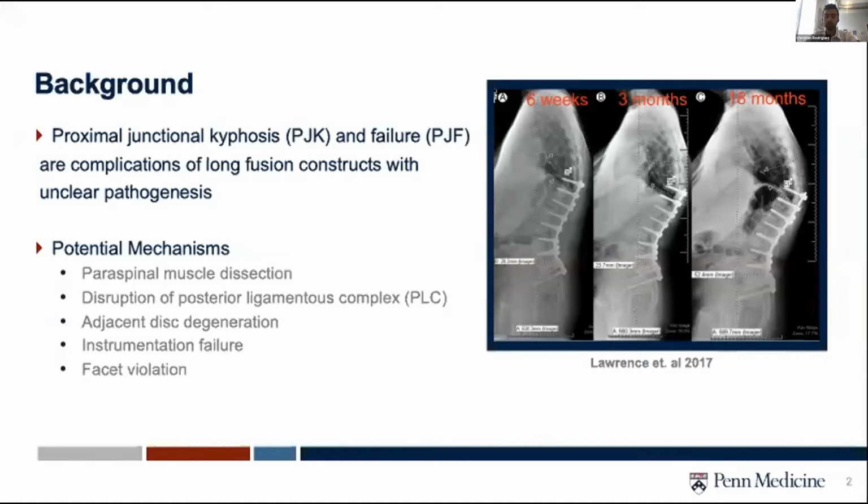Despite substantial literature on PJK, the pathogenesis of the condition remains unclear. Potential mechanisms include paraspinal muscle dissection at the upper instrumented vertebra, disruption of the posterior ligamentous complex, adjacent disc degeneration, instrumentation failure at the UIV, and facet violation.